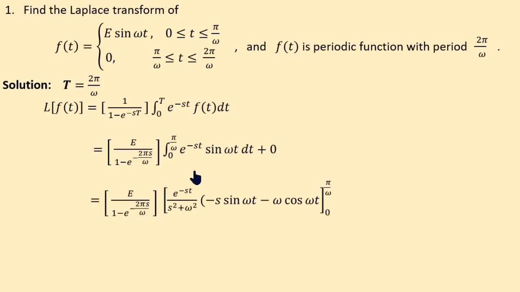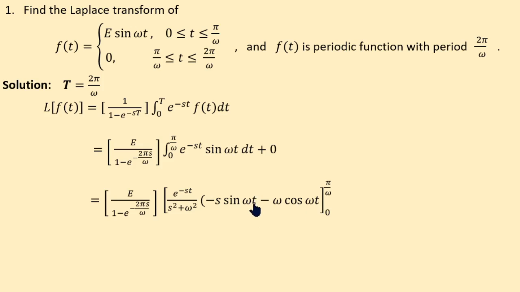And we have the formula: the integral of e power at sin bt dt is e power at by a square plus b square into a sin bt minus b cos bt. Here a is minus s, so e power minus st divided by minus s whole square is a square, plus b square means omega square, and then a is minus s, sin omega t, minus b is omega cos omega t. So this is the integral of e power minus st sin omega t dt. Now you apply the limit from 0 to pi by omega.